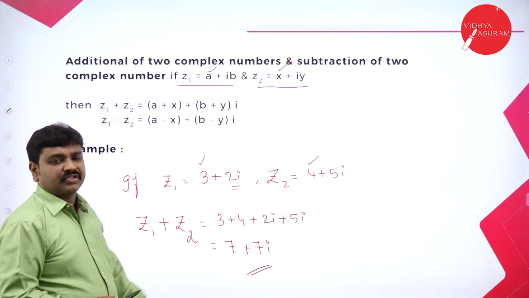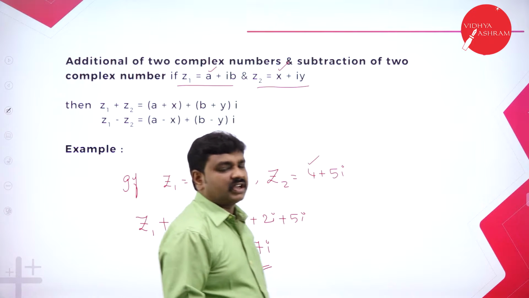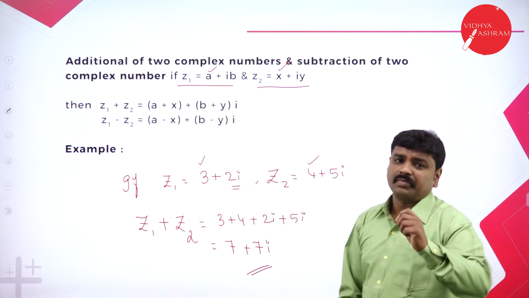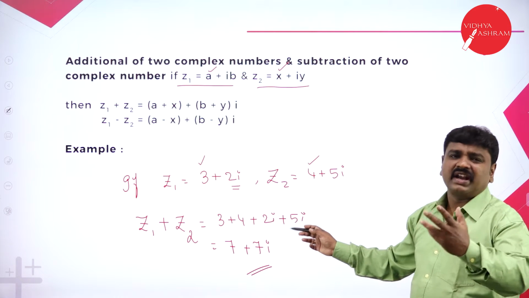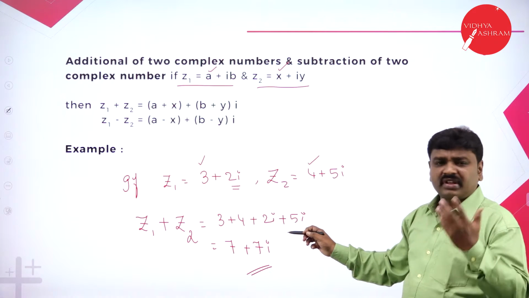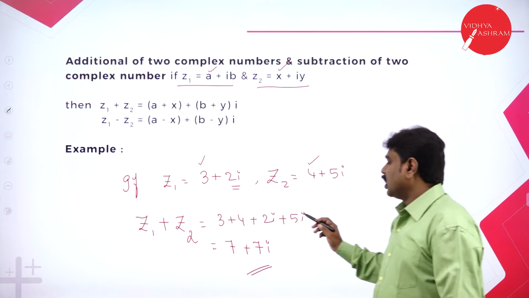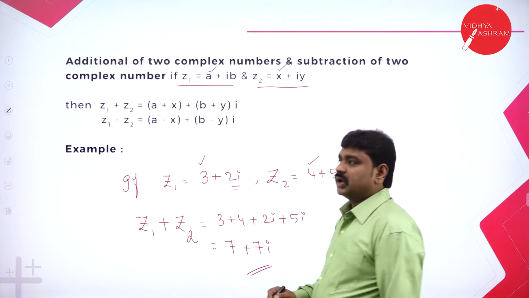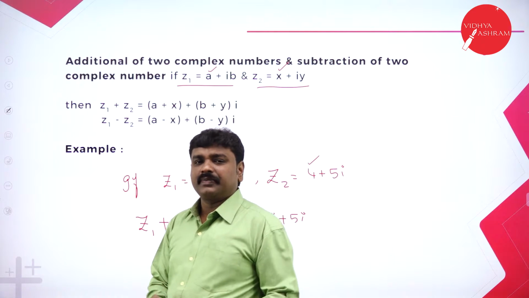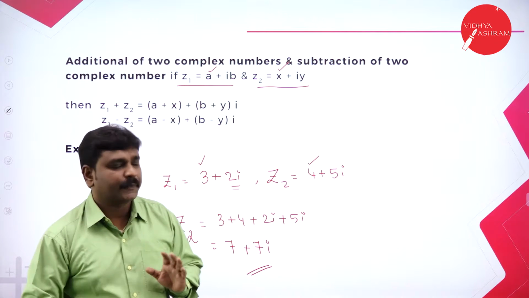This is a complex number. When you add two complex numbers, the final answer is also a complex number. Add real plus i times imaginary plus imaginary, or add like terms and take common. 2i plus 5i is 7i, like normal algebra. Or take i common and add these two: 2 plus 5 is 7, 7 times i, that's it. Addition of complex numbers is simple like any algebraic addition.